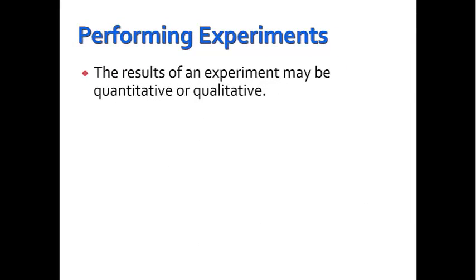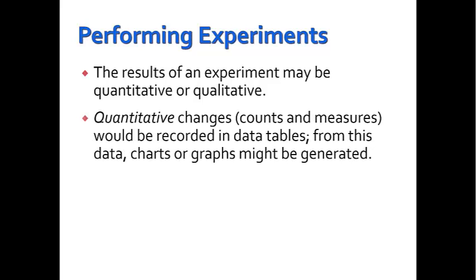The results of an experiment may be quantitative or qualitative. Now let's look at these two terms. Quantitative changes. These are things like counts, how many of something there is, or measures. These would be recorded in data tables. From this data, charts or graphs might even be generated.